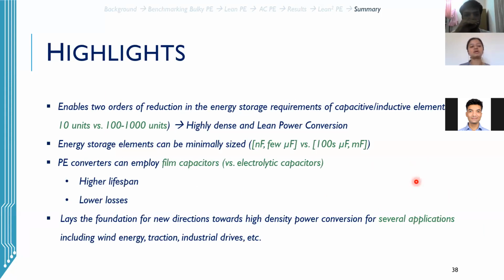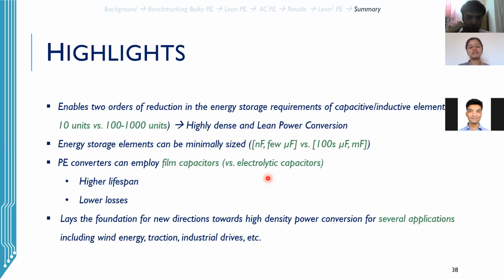In conclusion, the two approaches that I discussed here enable 2 orders of magnitude reduction in the energy storage for capacitor elements. This can also be extended to current source power converters. Instead of using several microfarads or millifarads of capacitor, we can use a few microfarads. And in many applications wherein we are in the habit of using electrolytic capacitors or many film capacitors, we can use a small number of film capacitors which have a higher lifetime and lower losses.